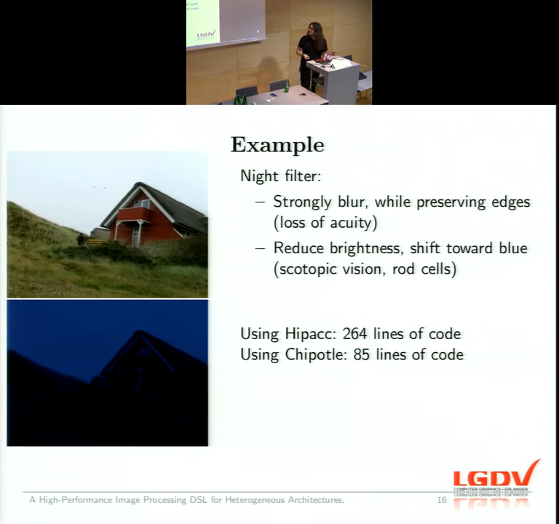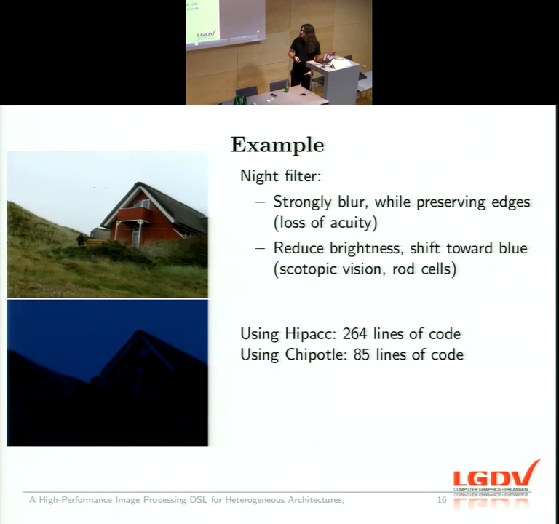That's probably noticeable. And that's a couple of blurring steps where we try to preserve edges, and there's one tone mapping step where you do the whole brightness reducing and blue shifting. We asked Oliver, our HiPAC guy, to write this in HiPAC, and he ended up with 260 lines of code. And in our implementation, it's much less. And yeah, you could have probably guessed that from the examples I've shown.